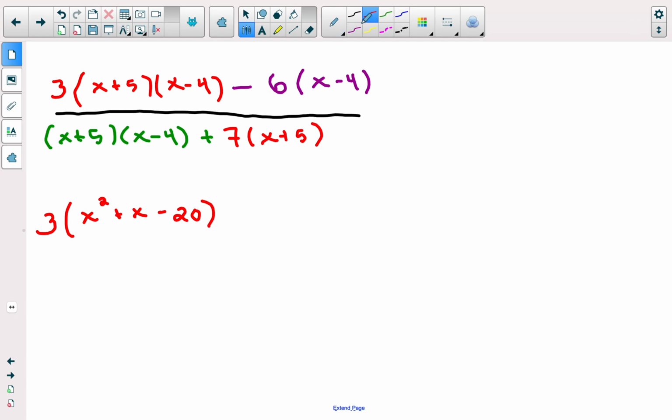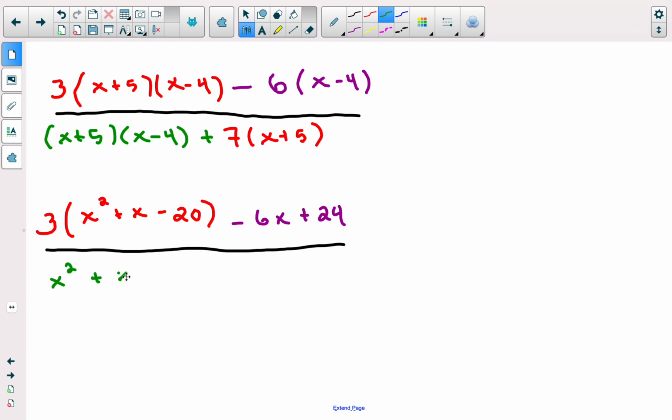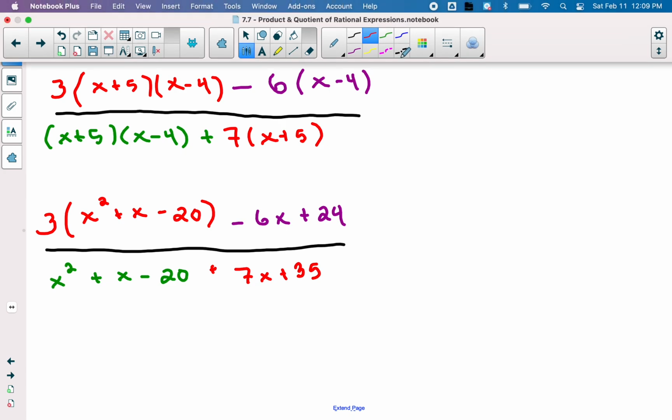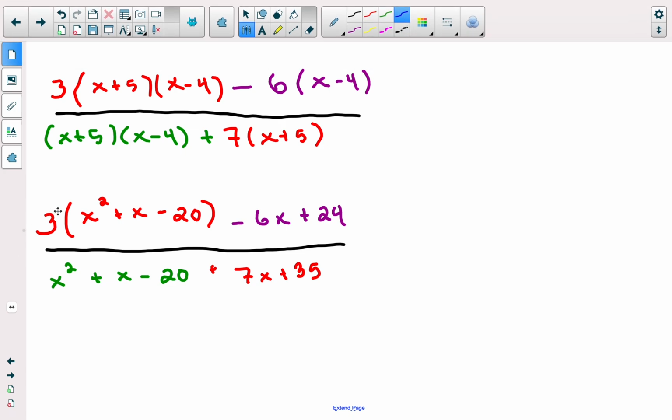And then I'm going to have minus 6x plus 24. I still have to go through and distribute in my numerator on the red, but I'm going to move down to the denominator now and do the same thing. So now I'm dealing with x squared plus x minus 20, and then plus 7x plus 35. I still need to continue to distribute, right? So I have that 3 in the numerator I have to distribute, right, to this group here.